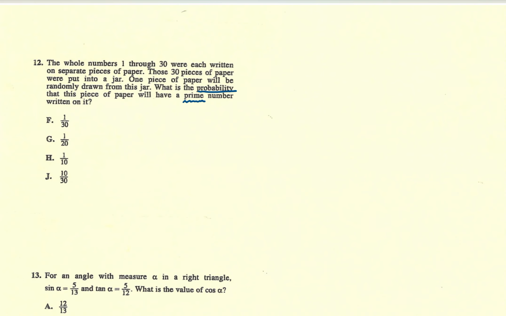So probability, if you'll recall, it's a fraction, it's a ratio. On the top, it's the ways to get what you want. In this case, what we want is a prime number. And on the bottom of that fraction, it's the total ways. And in our case, that's 30 because there's 30 total pieces of paper.